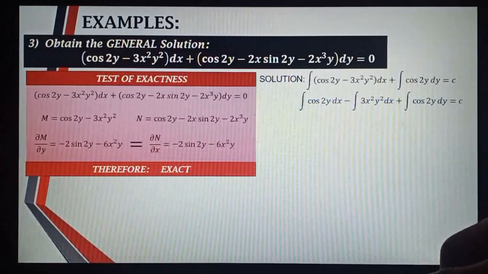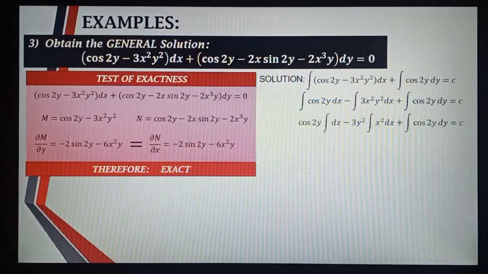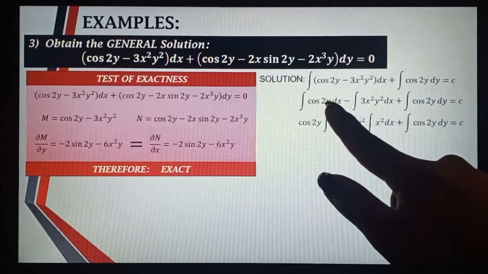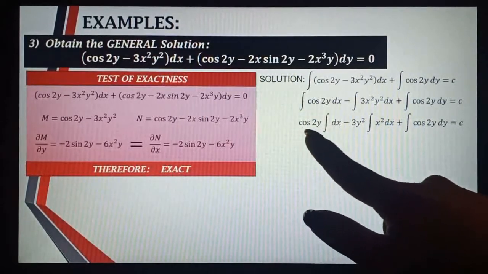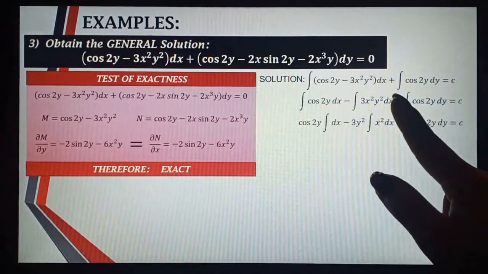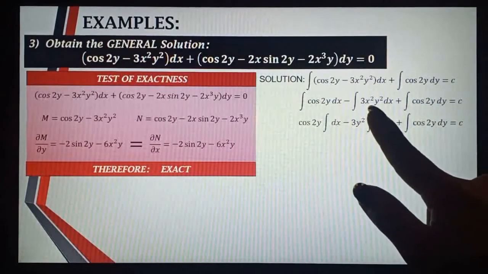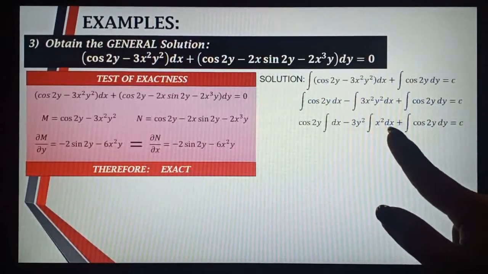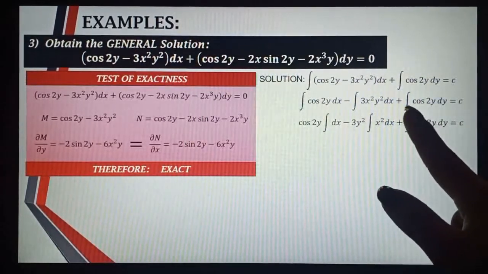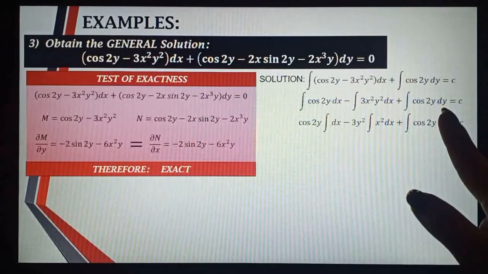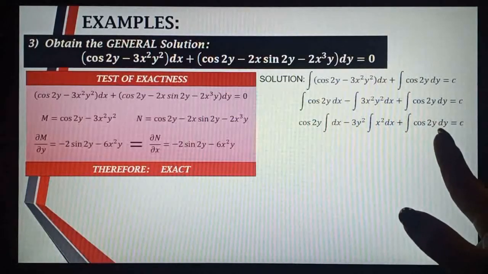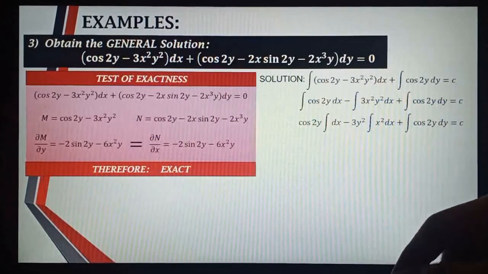So, ilalabas na natin lahat ng constant. Since this first term is in terms of dx, so cosine 2y is considered to be constant. So, pwede natin siyang ilabas. Then, yung second term, you have dx also. So, ang variable lang natin is x squared. So, ang matitira lang sa loob is x squared dx. Tapos, ilalabas natin ngayon si 3y squared. Then, pagdating sa third term, that is cosine 2y dy, variable natin ngayon si y. So, matitira sa loob si cosine 2y multiplied to dy, then equated to c.